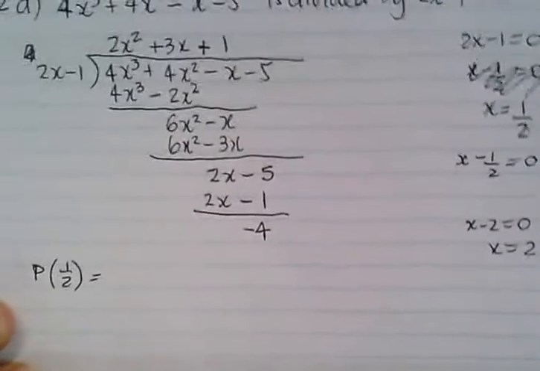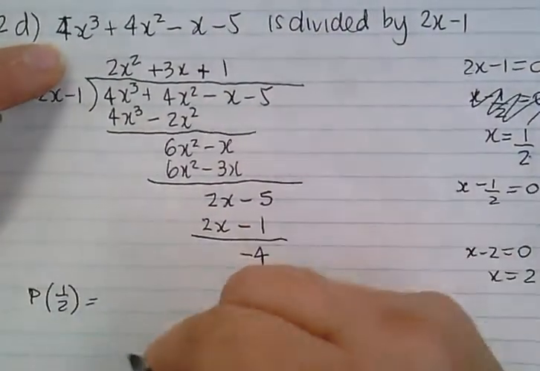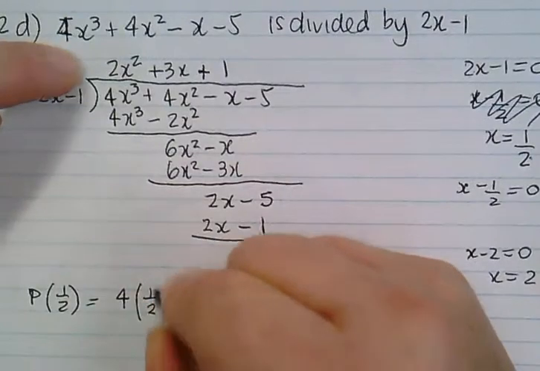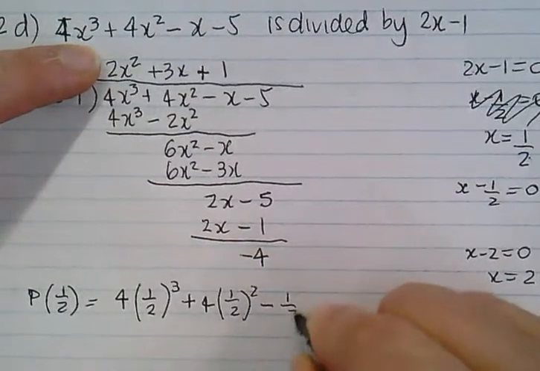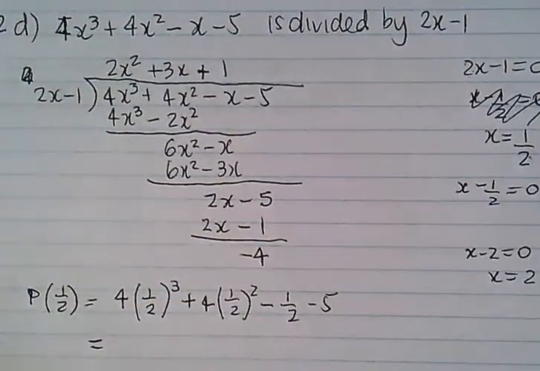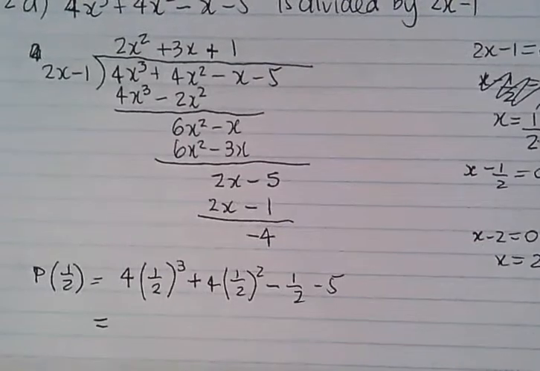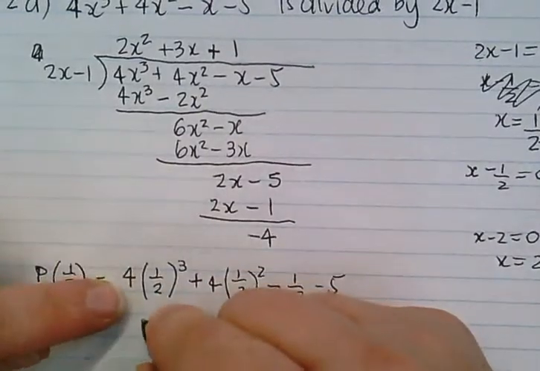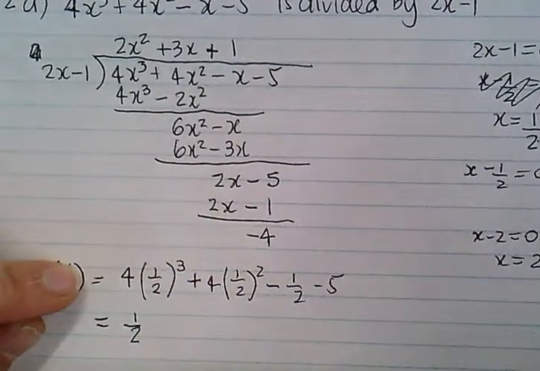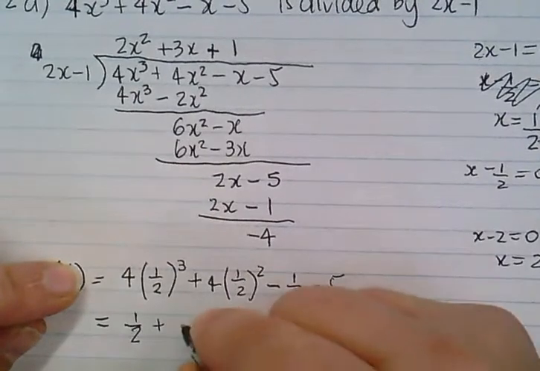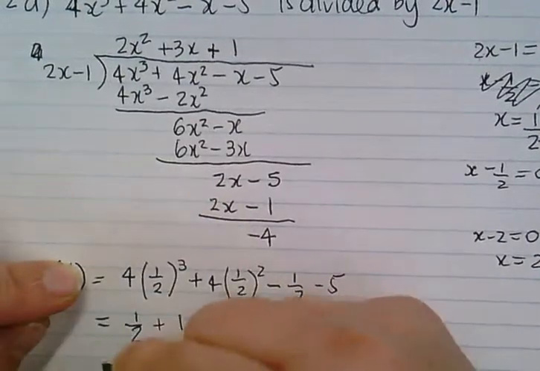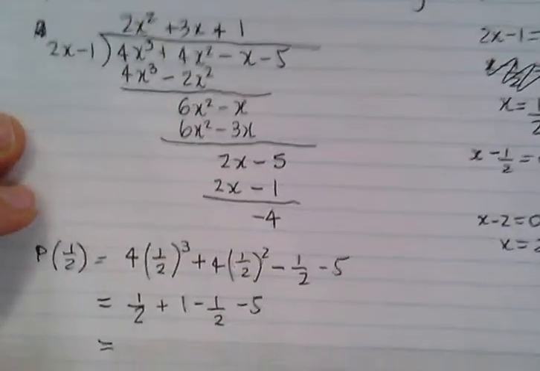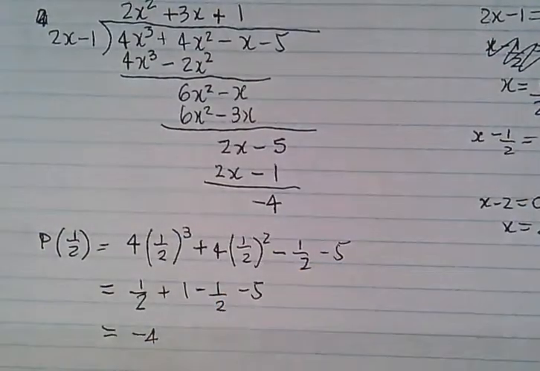And let's see if we get negative 4. So p of a half is 4 times a half cubed plus 4 times a half squared minus a half take away 5. Girls, I wouldn't be doing this on my calc. Please don't. It's just such a time waster. A half cubed is an eighth, so it's 4 over 8, which is a half. Plus 4 times a quarter, which is 1. Minus a half minus 5. Well, a half minus a half is 0. 1 take away 5 is negative 4. Okay?